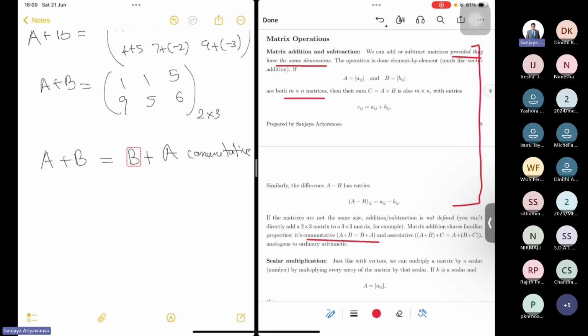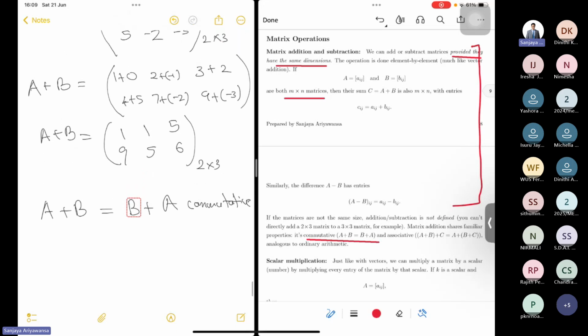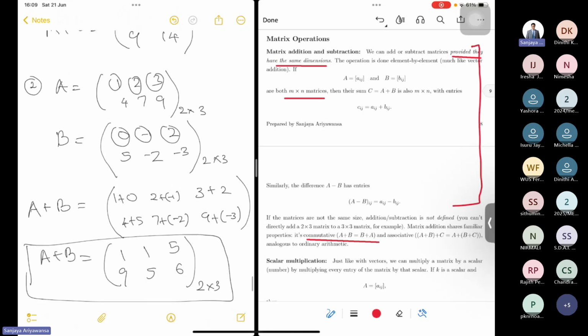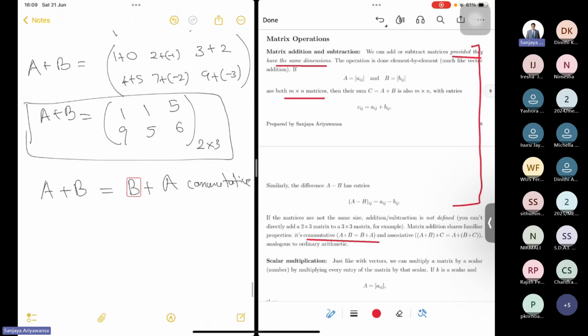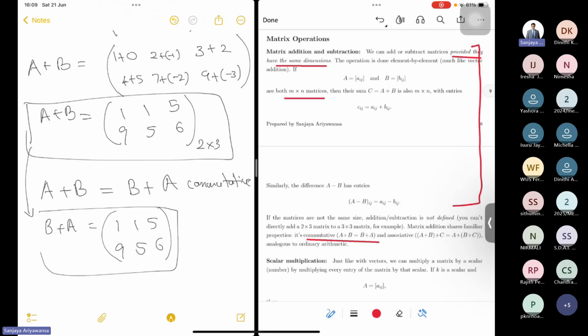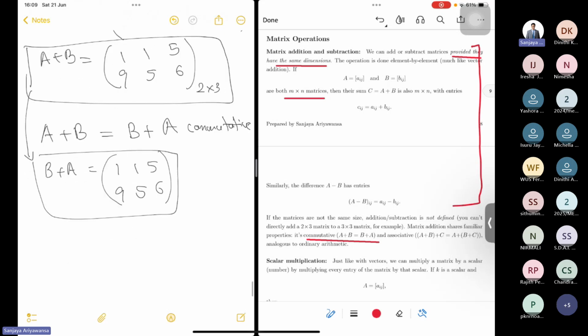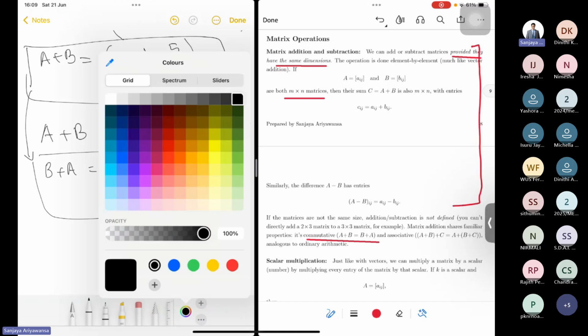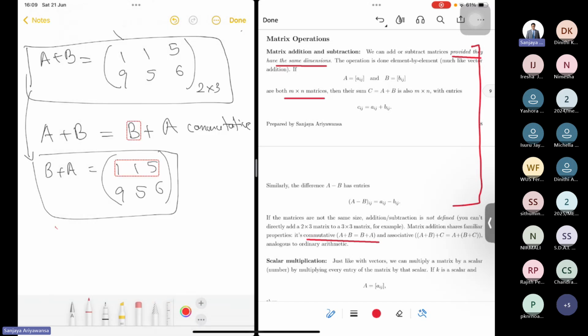And also, so what am I saying here? So we calculated A plus B in this particular example. Similarly, if you were to calculate B plus A in the same example, you should ideally get the same matrix, right? So that's what I'm saying here. A plus B and B plus A, it's commutative. That's one.